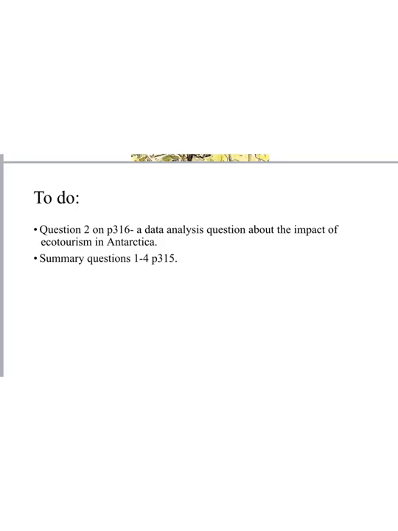Okay, now you've done the Antarctic case study, can you please answer question 2 on page 316? It's a data analysis question about the impact of ecotourism in Antarctica. And then do the summary questions 1 to 4 on page 315. Can you then complete the Antarctic learning mat, please? Thank you.